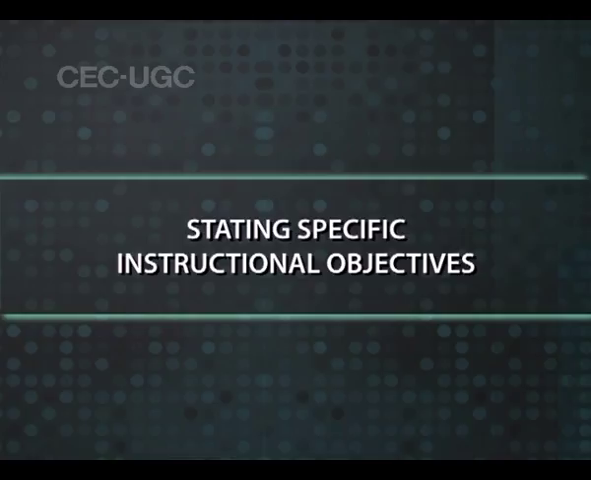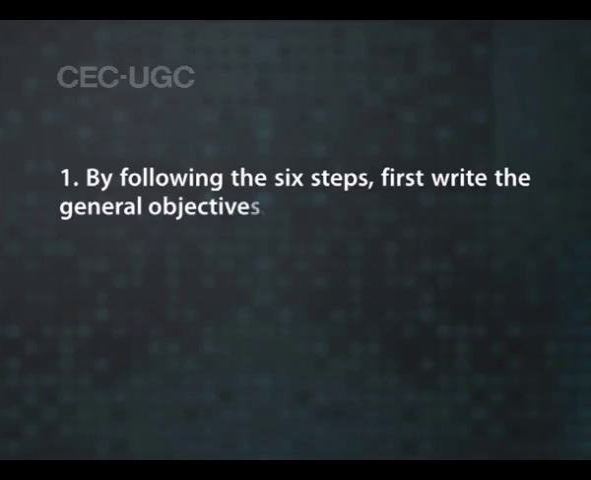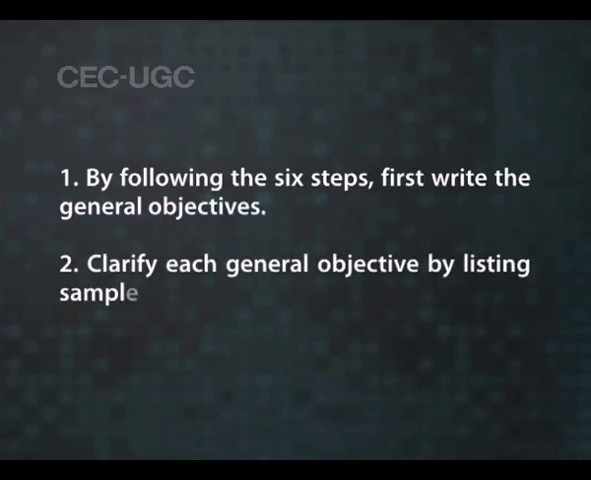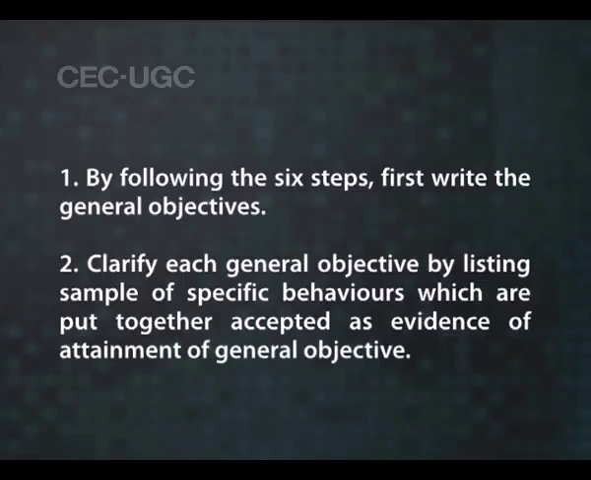Stating specific instructional objectives. Gronlund had suggested the following guidelines in writing specific objectives. By following the six steps, first write the general objectives. Clarify each general objective by listing a sample of specific behaviors which are put together accepted as evidence of attainment of the general objective.